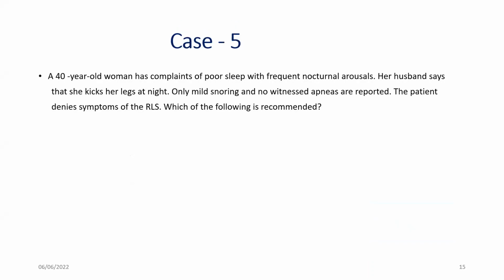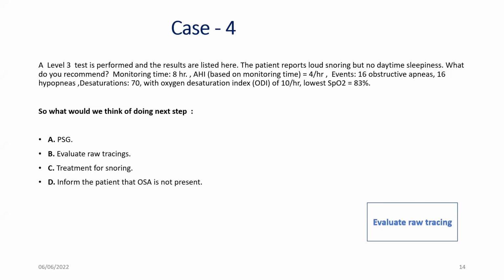Yes, that's what I told you, Dr. Ritu, that if you see, his AHI is 4 per hour. 4 per hour means it is less than 5. Less than 5 means he doesn't have any obstructive sleep apnea. That is what it says. But if you see his desaturations, which is 70, and the oxygen desaturation index is 10 per hour, it means he is getting oxygen desaturations 10 times per hour, and his lowest SpO2 is 83%. So it means something is wrong here.